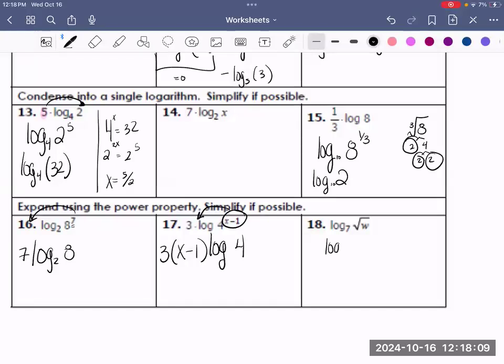And again, with this one, 18 log base 7, W has an exponent of 1/2. Please see videos before it on why it is 1/2. But again, we bring it out front. Or you can write it as log base 7 W over 2 as well.